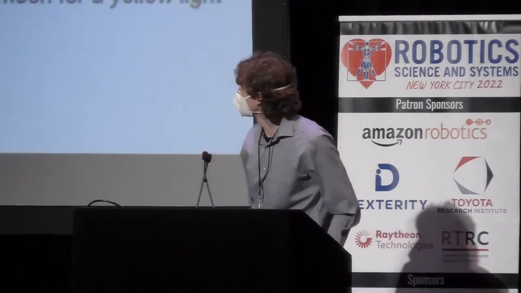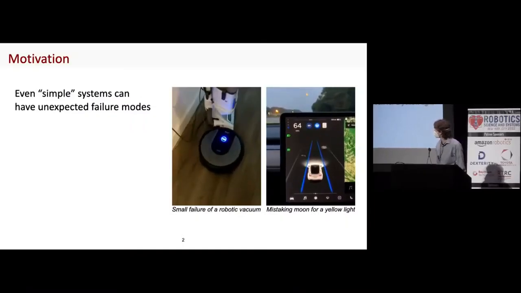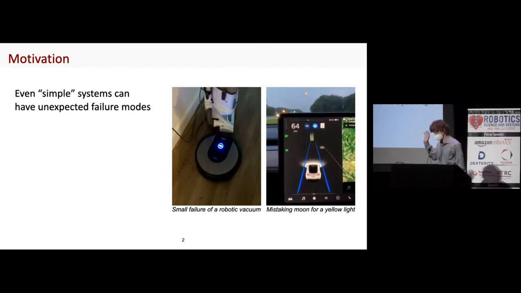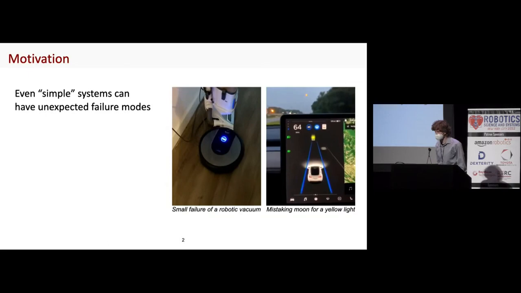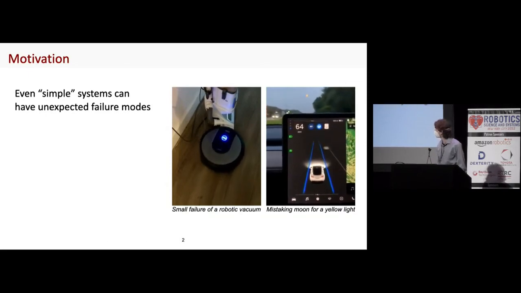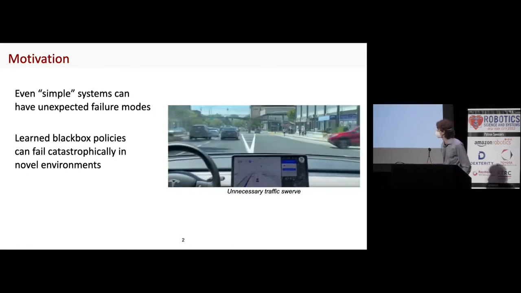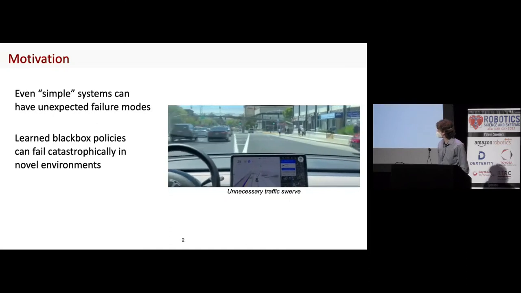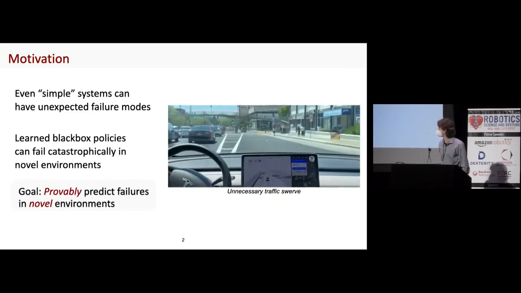Hello, everyone. My name is David Snyder, and I'll jump right in. Our motivation for our work on failure detection is that many systems, including simple ones, can have unexpected failure modes. Some of these may be innocuous, but on the other hand, we see on the right that an autonomous vehicle may mistake something like the moon for a yellow light. More generally, we know that learned systems that use black box policies, including possibly humans, can fail catastrophically in novel environments. And so our goal is to provably predict failures in these environments.